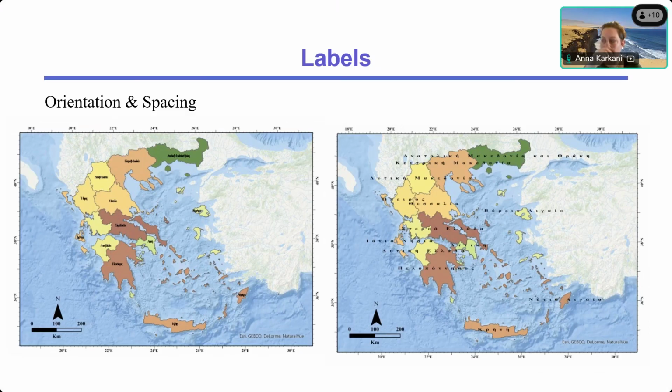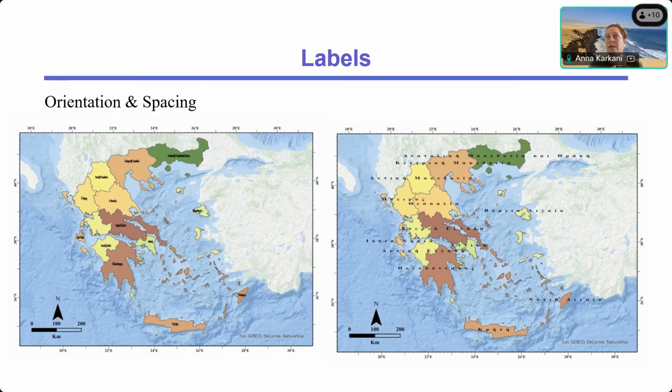When you work with ArcGIS, by default, the software gives you the opportunity to choose how your labels are placed inside the polygon. So you have different options. You might choose to place your labels straight inside the polygon, like it's here in both cases.